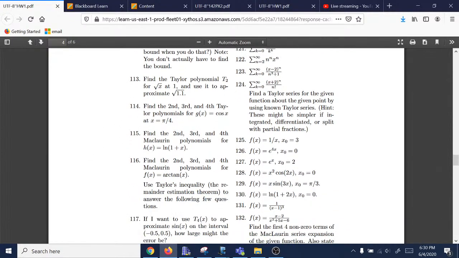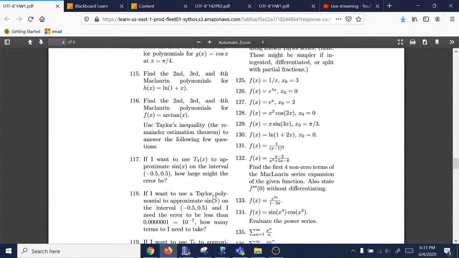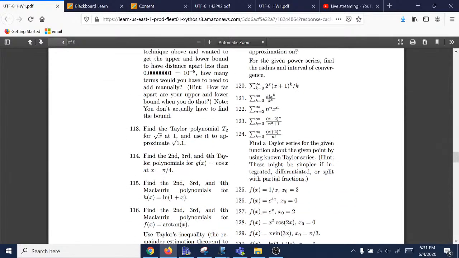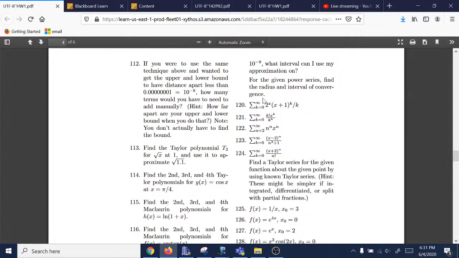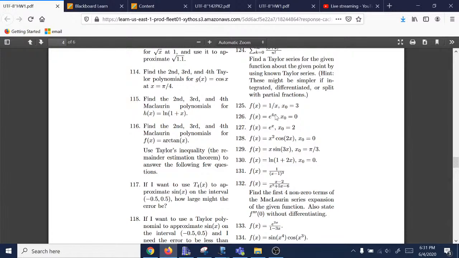So these are a pain because I'm asking you to do the Taylor polynomial at not 0. You probably have to take some derivatives directly and plug in some points. Boom, boom, boom. Use Taylor's inequality to do this stuff. Here's a power series. Find the radius and interval of convergence. That's use the ratio test and root test. Find a Taylor series for this at that point using known Taylor series. So take the Taylor series for e to the x and plug in 4x.